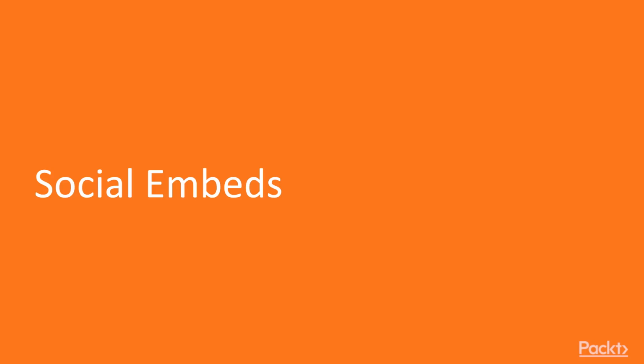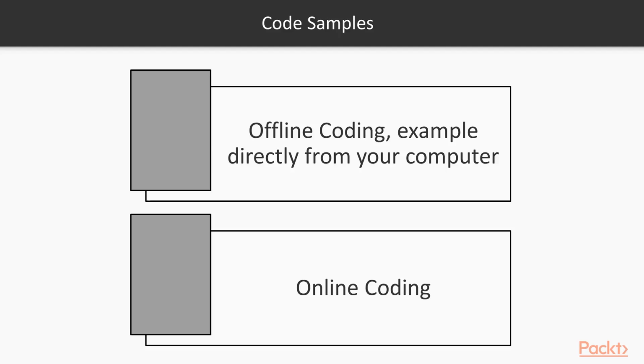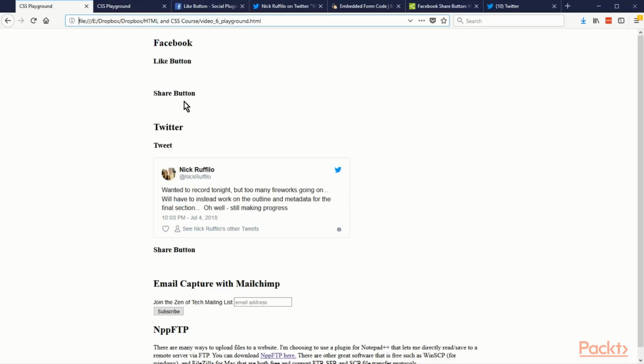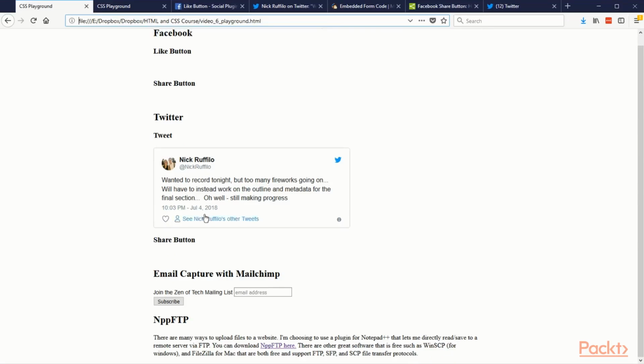Social embedding. Until now, all of the code examples I have provided have worked both offline and online. By offline, I mean directly from your computer. Some code will not work in an offline fashion. So here I have the social embed code, and here I have Facebook, and the like button is not displaying, and the share button is not displaying. Twitter does display the embedded tweet, and the email capture form does work.